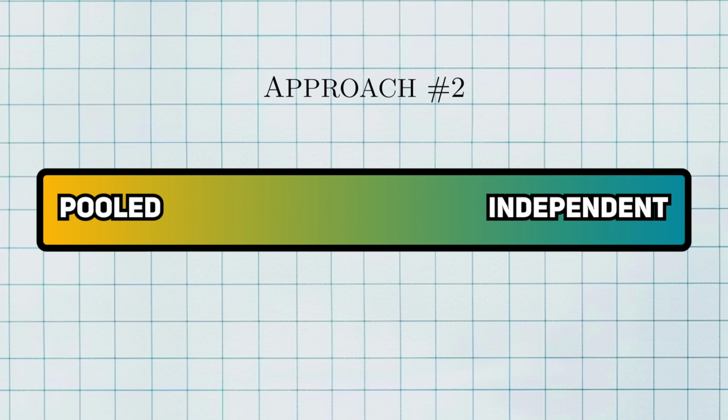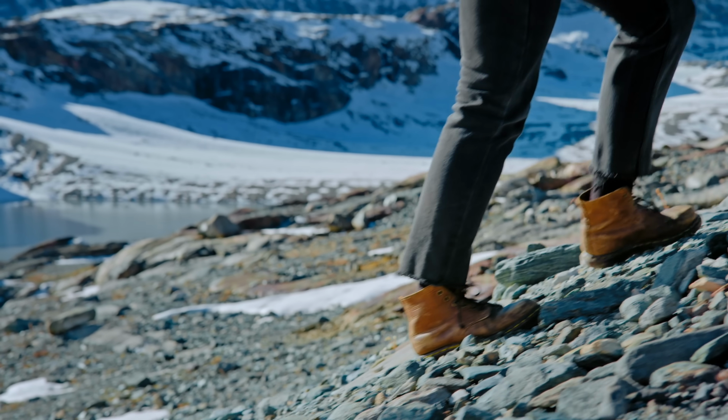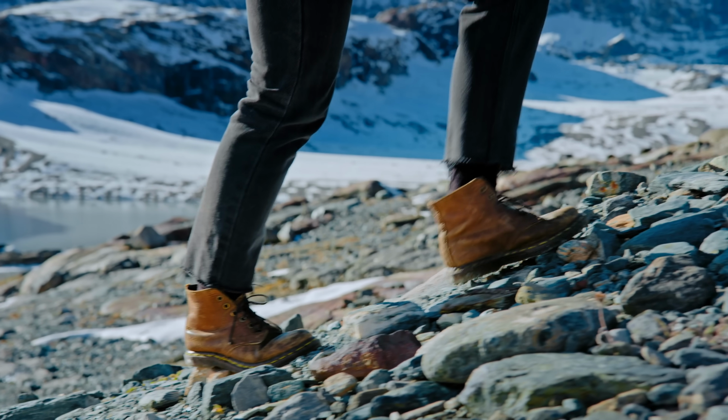If we were to stop here, you might conclude that the independent approach is the way to go for the nugget problem. And you wouldn't be wrong, it works. But I challenge you to dig deeper. Can you think of another approach that might improve on the bias or variance of the nugget response rate? Let's take one step further and see another way we can move beyond the pooled and independent approaches.